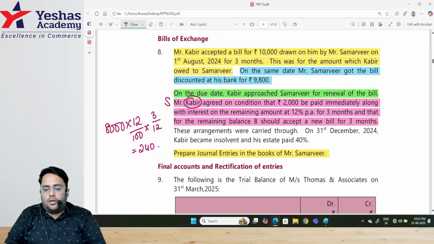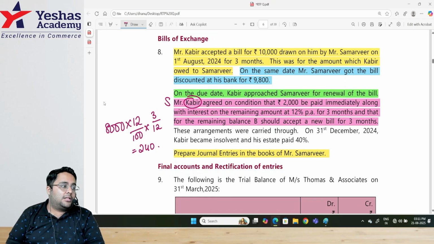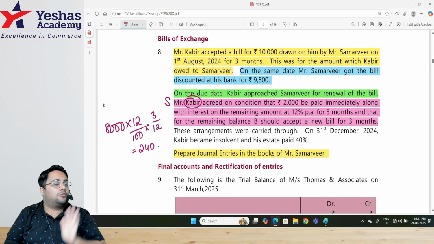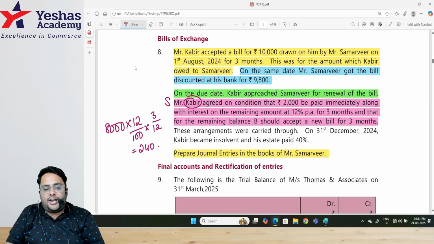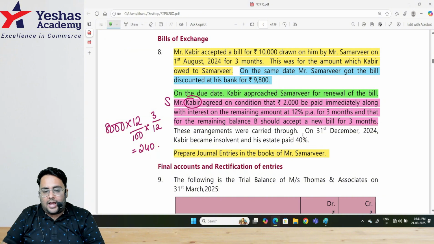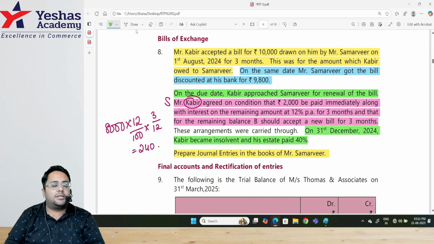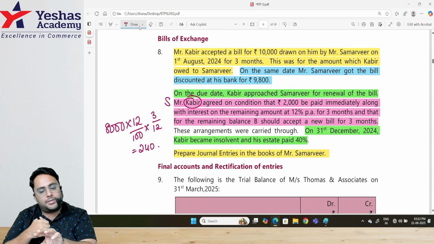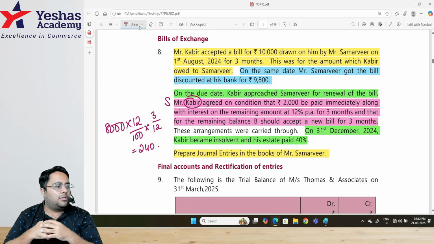Correct. And for the remaining balance, we would accept a bill for 3 months. For this entry, again, you will record bill receivable to Kabir 8,000. These arrangements were carried out on 31st December. Kabir became insolvent and his estate could pay 40%. You will record dishonor of the bill. Kabir to BR. You received 40%: cash account debit 40%, bad debt account debit 60%, to Kabir the balance.